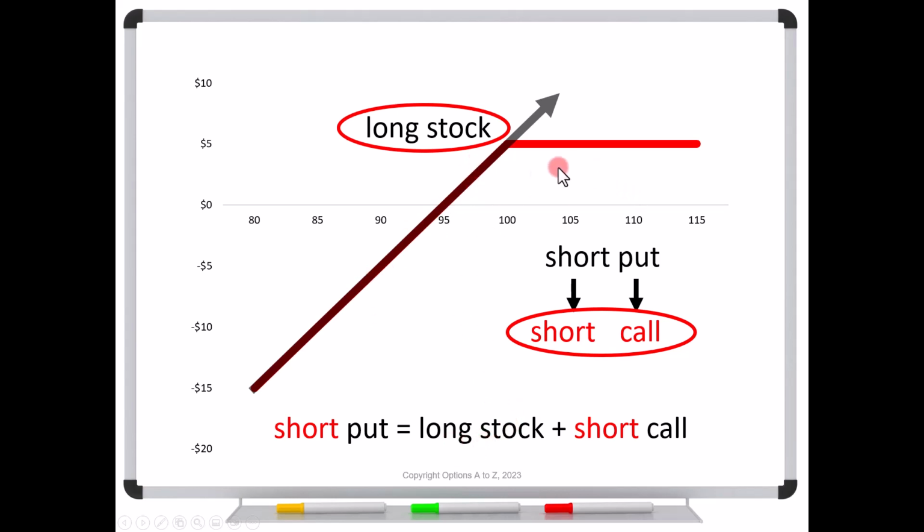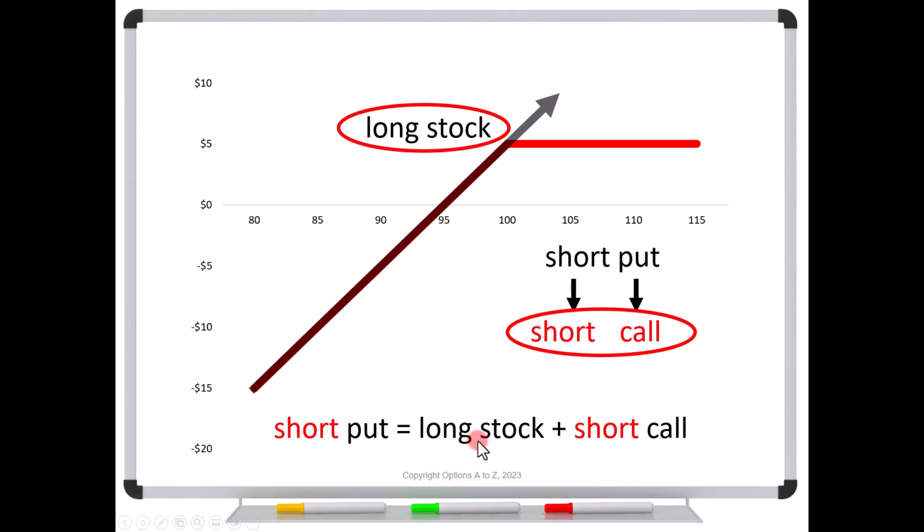So if you were to short a put, this is the risk graph you would get, or if you were to buy shares of stock and short a call or sell a call, you would get exactly the same risk graph. Many of you recognize that as a covered call.